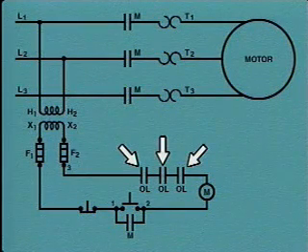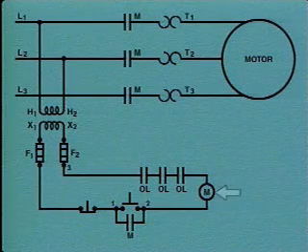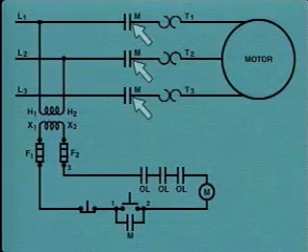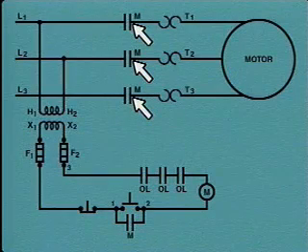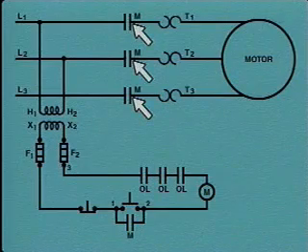Opening these contacts opens the control circuit, which stops current flow to the M coil. When the M coil is de-energized, the M contacts open. As a result, the path for current flow to the motor is interrupted and the motor stops.